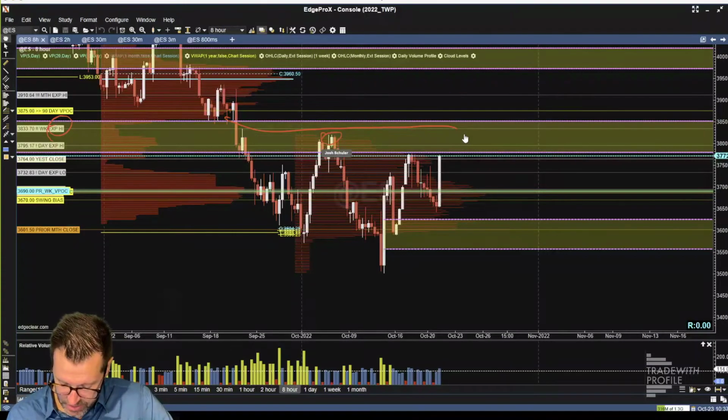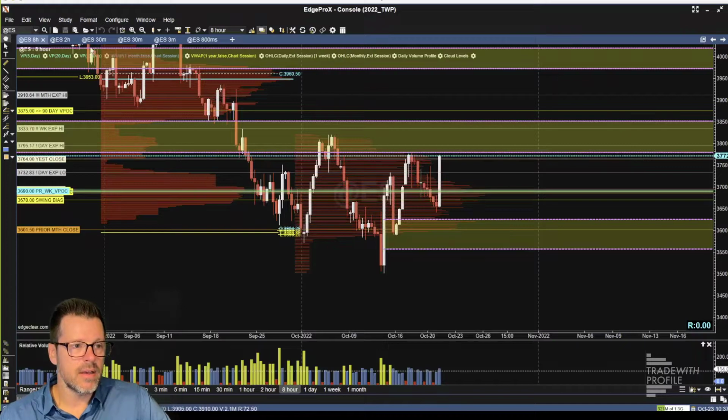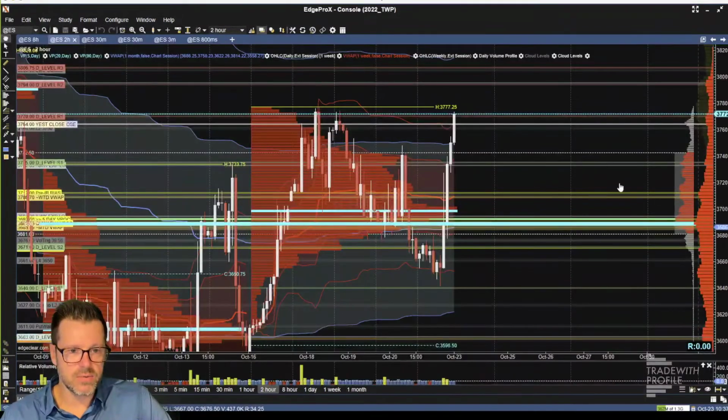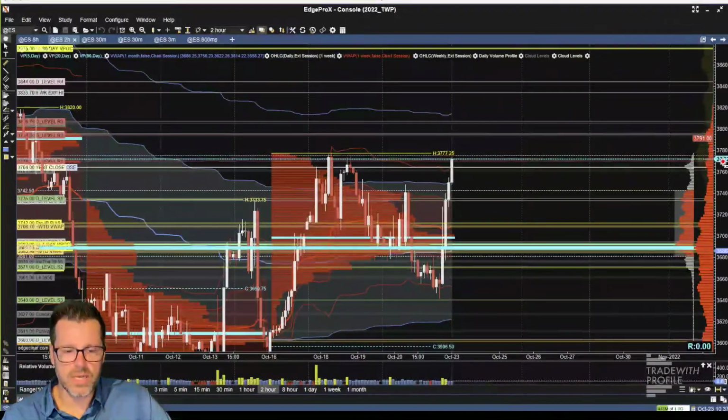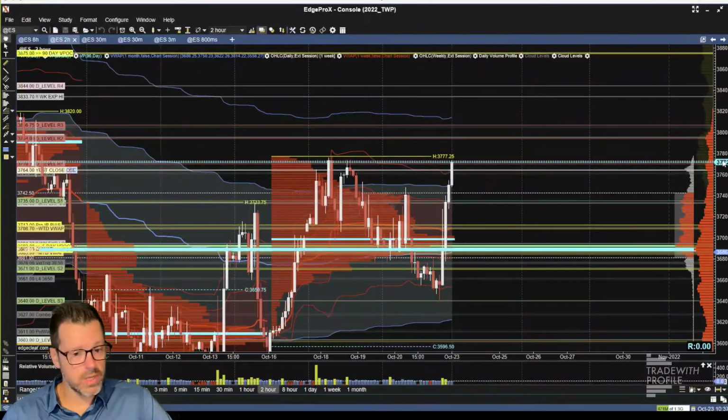Looking for us to challenge this. Very strong move higher on OPEX with pretty good RVOL as well. So we're looking for that to continue higher. Definitely the path of least resistance looks to the upside. You can see here on the weekly profile how that has really been a really big move, really big move in a short period of time, off of good volume.